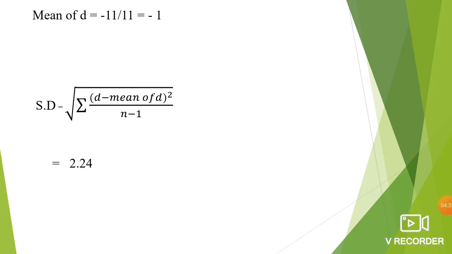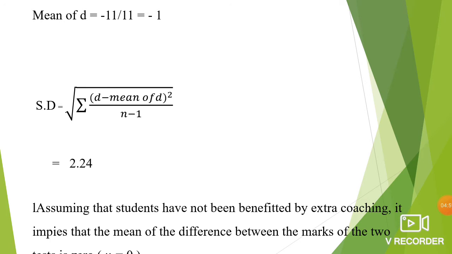Then we calculate the standard deviation, in the same way as in the last problem. Here the steps are not shown, but the formula is given. We substitute, add all, and divide by n minus 1. We get 2.24. The mean of D is minus 1, and we take each D value minus the mean of D, whole square. That was already explained in the first problem.